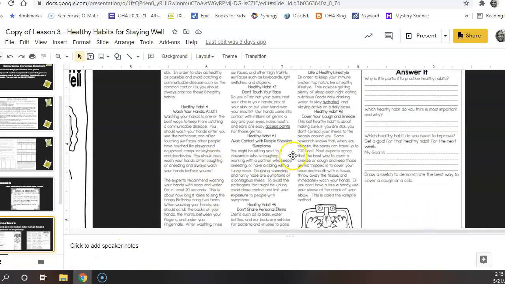All right, so 4th graders, we've learned about diseases, both communicable and non-communicable. We've learned about germs and how germs can get into our body and make us sick. And then we learned about healthy habits for staying well. There will be some videos attached that you will need to watch to go along with this. There'll be some BrainPOPs and probably a Generation Genius with the quizzes as well.